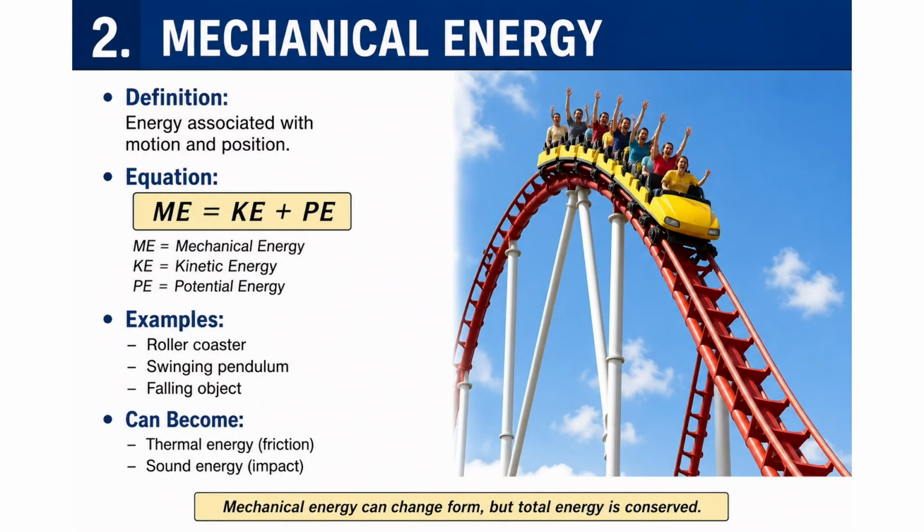Mechanical energy is the energy associated with an object's motion and position. It's simply the sum of kinetic energy and potential energy. Throughout this series, we've used examples such as roller coasters, pendulums, and falling objects to see how energy moves back and forth between these two forms. When friction is neglected, the total mechanical energy remains constant.